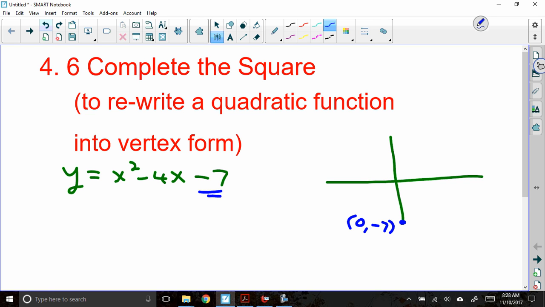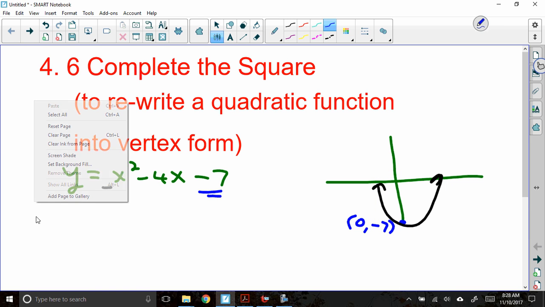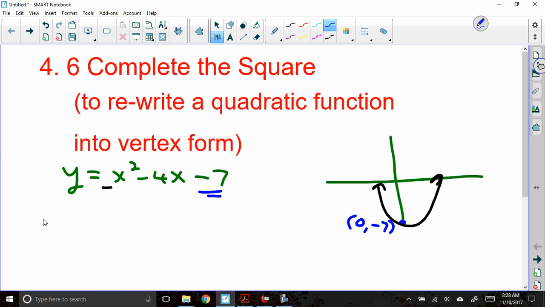We don't know that that's the vertex. We just know that that's the y-intercept, right? We also know that the a value is 1, so we're going to have some kind of parabola that opens upward, and it looks like the parent function. But we really are not sure where the vertex is. Right? So what we taught you in the beginning of the chapter was to use this formula that says h is minus b over 2a.